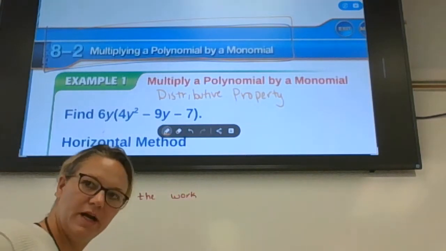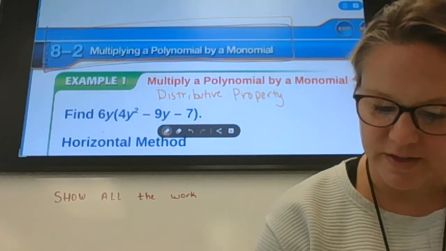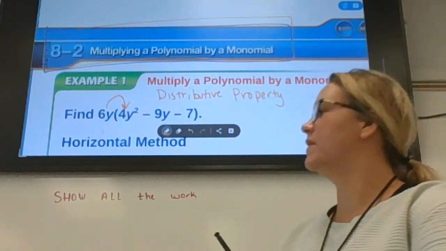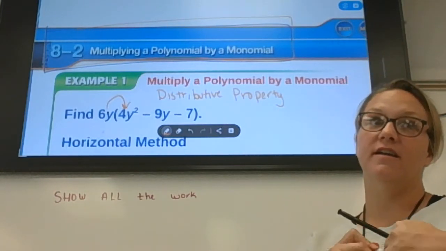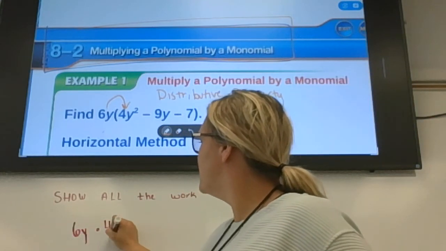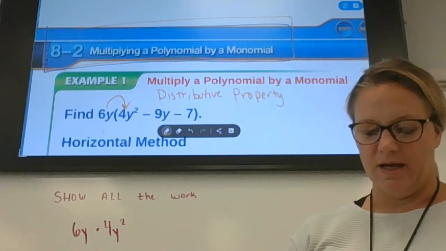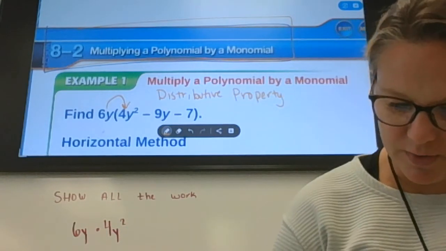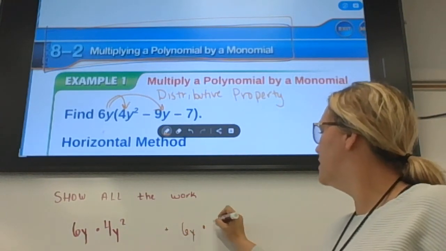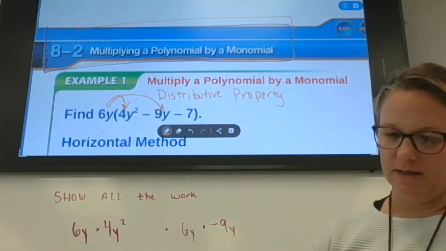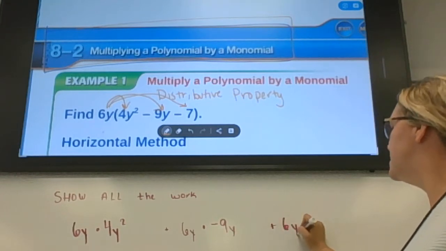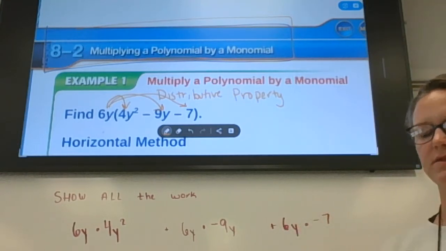So I want to multiply the 4y into all of these. I'm sorry, I meant to say 6y. 6y times this one. Ready? Manuel, are you ready? Okay, so I'm going to do 6y times 4y squared. And then I'm also distributing the 6y all the way over to the minus 9y. So I'll show that. And then I'm distributing all the way to the end. We love our distributive property. 6y times negative 7. So this is how you show all the work.